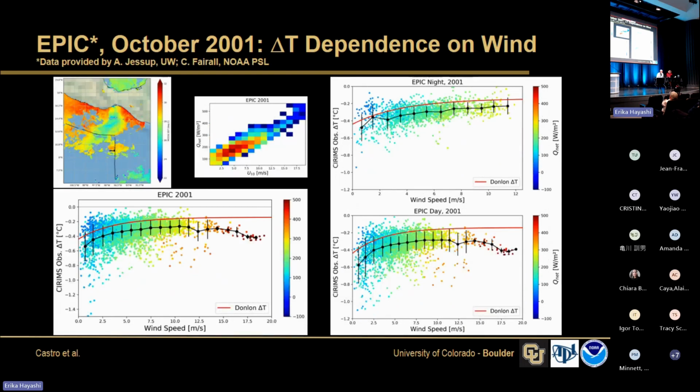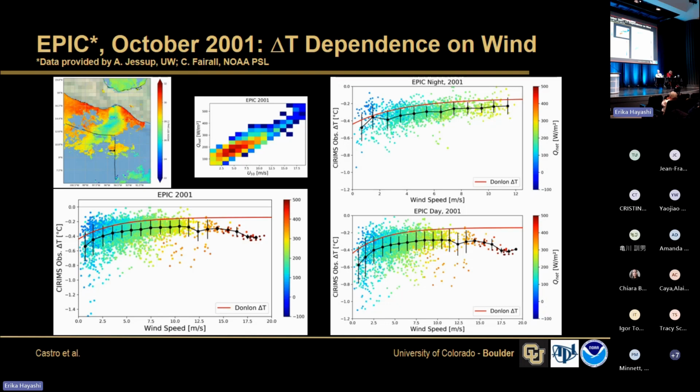The third data set is from EPIC. This was a NOAA campaign that took place in October 2001 off the Bay of Tehuantepec. And the SSTs were provided by Andy. He had a Sea-Surface Emission Radiometer on board the Brown. The subskin SST comes from the snake again. And the fluxes were provided by Chris Fairall at NOAA PSL.